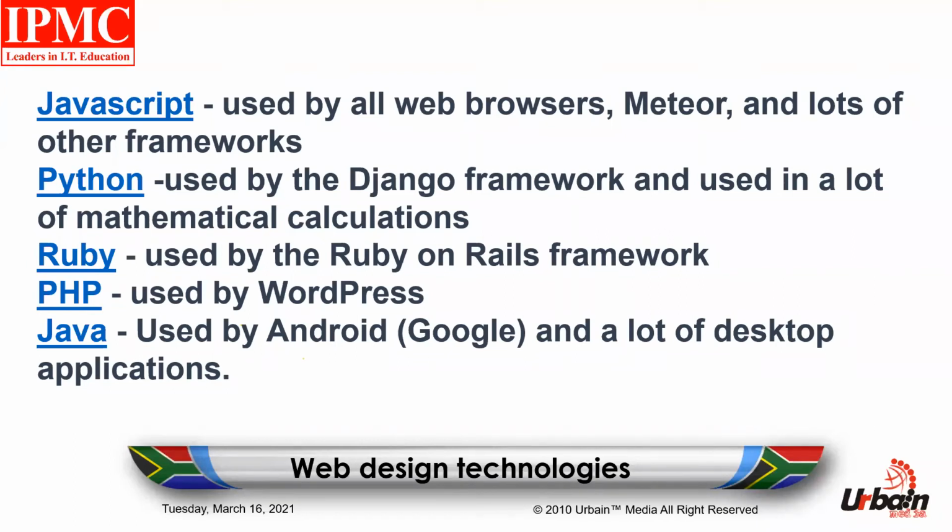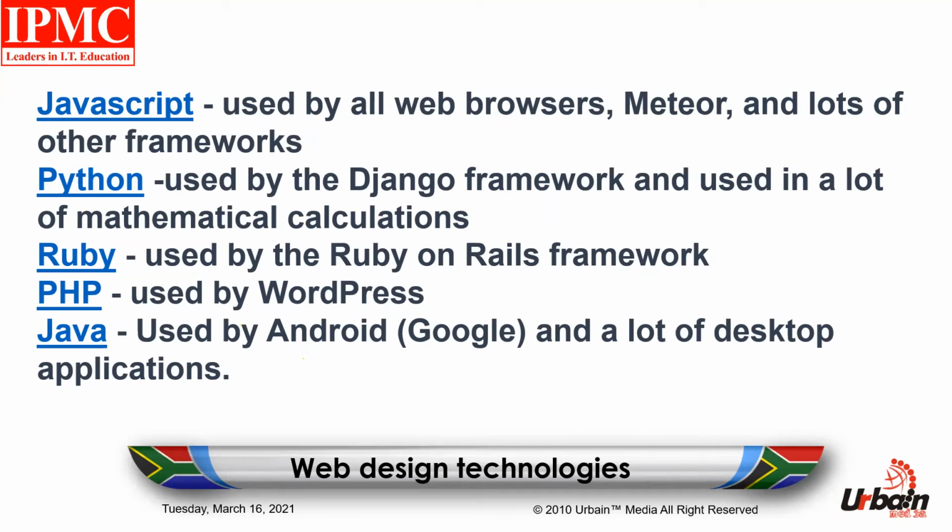Even though these days you can use JavaScript at the back end, that way we use Node.js. We have languages like Python that are used with the Django framework and in a lot of mathematical calculation. Python is another programming language. We have Ruby and Rails. We have PHP, which is used by a lot of things; you can use it for WordPress, Joomla, and you can even code it by yourself.